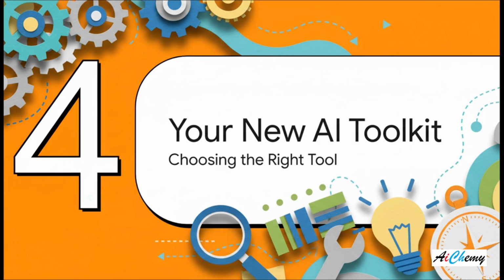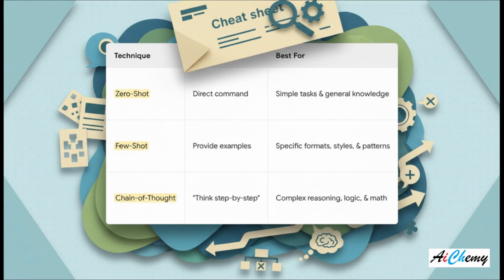Now, let's just quickly wrap up and talk about how to choose the right tool for whatever job you're facing. Think of this as your quick cheat sheet. For simple, direct stuff, use a zero-shot command. When you need a specific format or style, show it what you mean with few-shot examples. And for the really complex reasoning and math problems, tell it to think step by step with chain of thought.